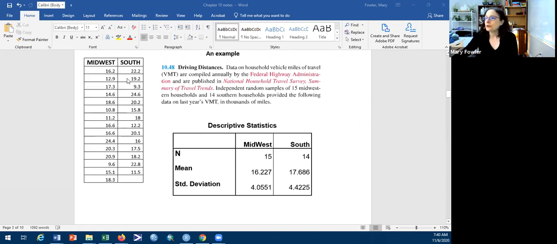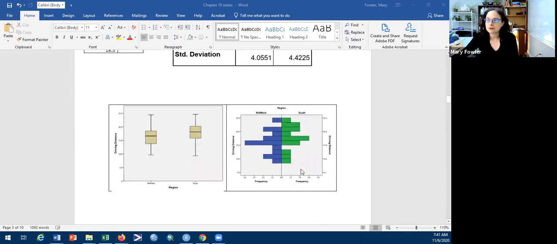So we look here, I did some descriptive statistics, and I see that there are 15 from the Midwest and 14 from the South. The mean for the Midwest is 16.2 with a standard deviation of 4, and in the South, the mean is 17.7 with a standard deviation of 4.4. Okay, so that's the numerical summary. And let's go ahead and look at the visual, the graphical summary. So I prepared two graphs to look at this data so we can start to get a feel for the two data sets.